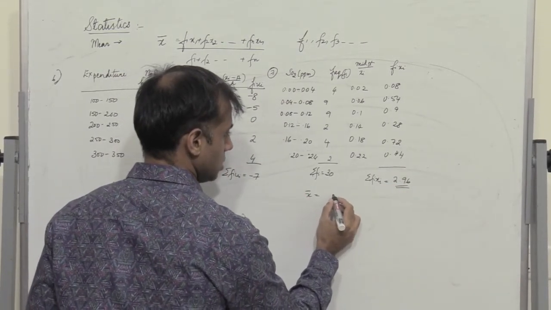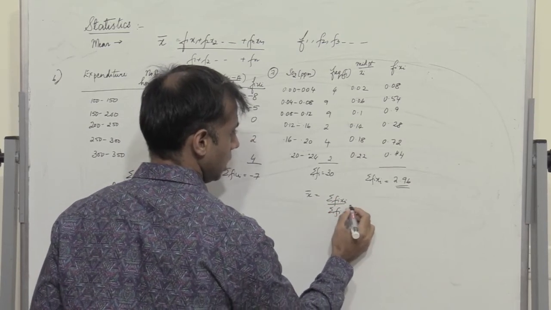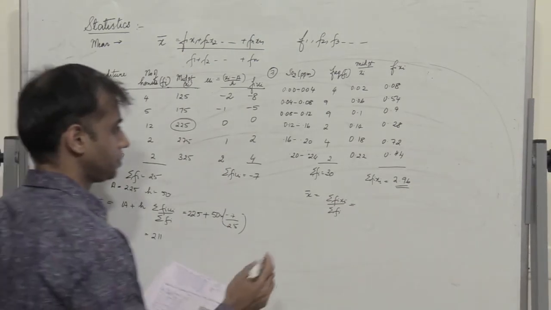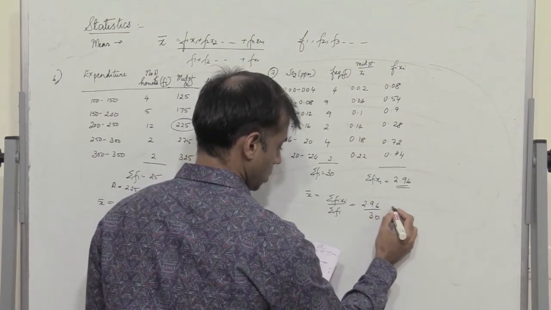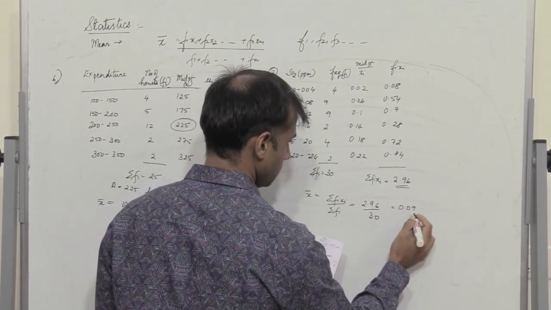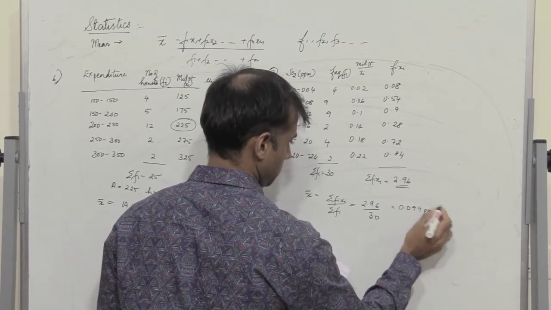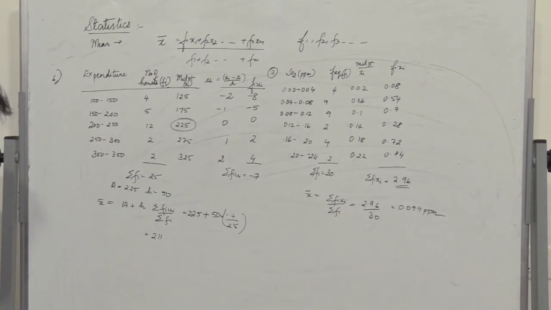It is summation FIXI divided by summation Fi. So that gives us a value of 2.96 divided by 30, which gives 0.099 parts per million. Right? So moving on with the next problem.